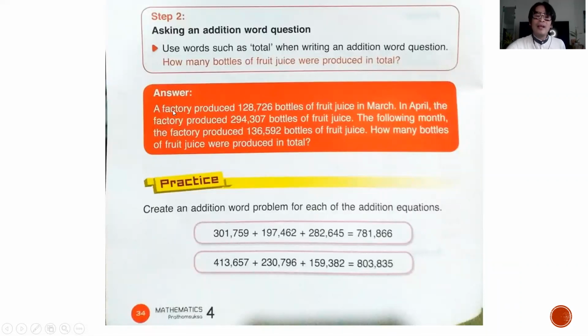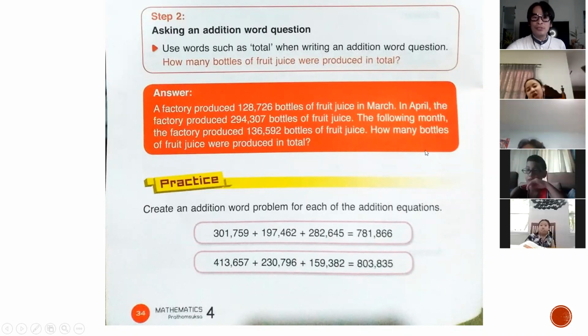So this is your answer, and I'm going to give you 5 points if we have a test or quiz. So a factory produced 128,726 bottles of fruit juice in March. In April, the factory produced 294,307 bottles of fruit juice. The following month, the factory produced 136,592 bottles of fruit juice. How many bottles of fruit juice were produced in total?